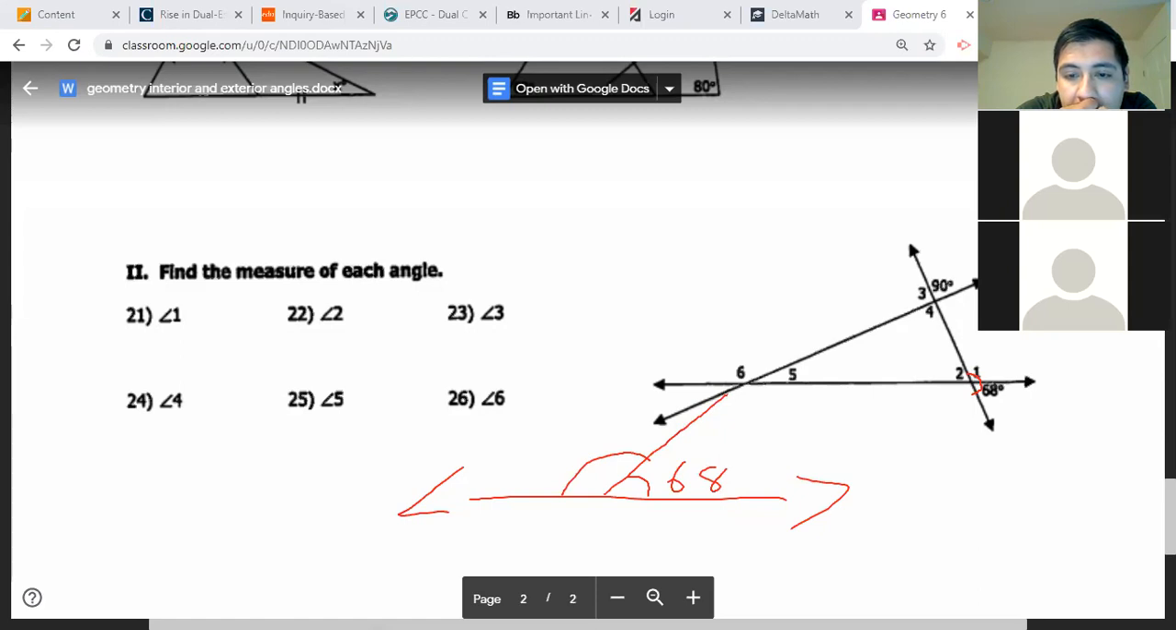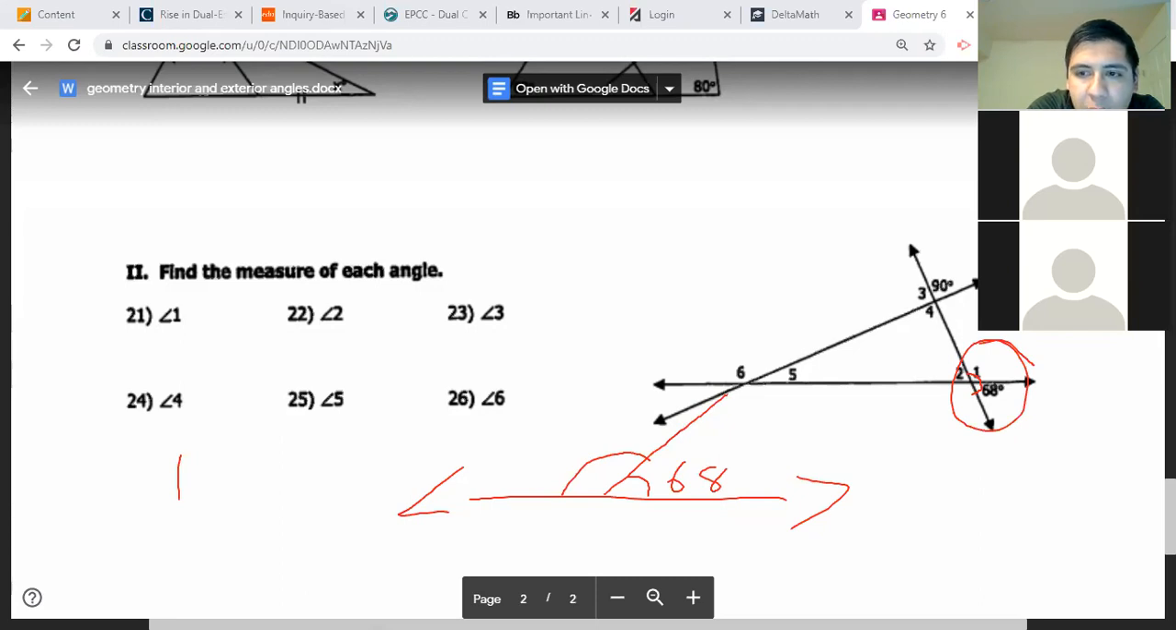How'd you get 68? So we're looking at this area right here, right? Okay. Yeah, I see. I didn't see it. Okay. So if that's 68, then what does that mean? What would angle 1 be? It looks like over 90. It's definitely over 90. So that's a good start, right?